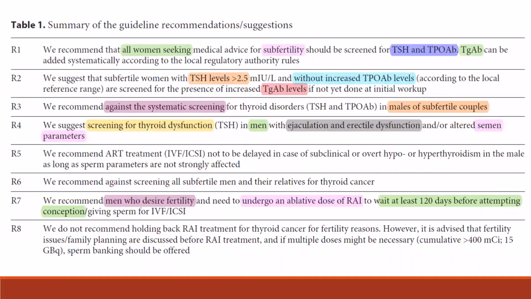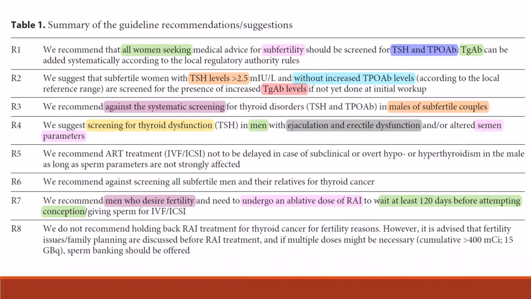So this is a summary of the guidelines. They recommend that all women seeking medical advice for subfertility be screened by TSH, TPO, and TG antibody. TG antibody can be added, especially if the TPO antibody is negative. They recommend, with TSH level more than 2.5 and without increased TPO level, to screen for TG antibody.